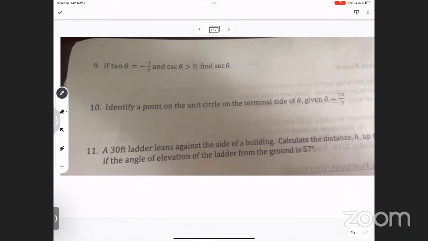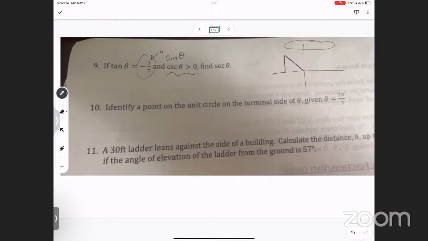Oh, that's number 9. Yeah. If the tangent is negative 3 over 7 and the cosecant is negative, find the secant. So again, draw it out. They're saying the cosecant is positive. Sorry if I said negative. The cosecant is positive. That means the sine is also positive, right? So the sine is positive means it's in 1 or 2. And if the tangent's negative, that means it's in 2.